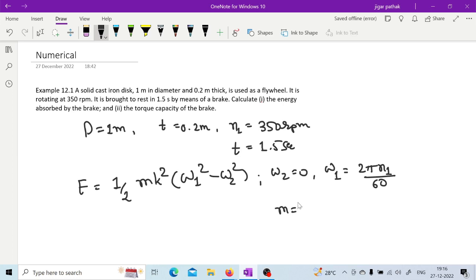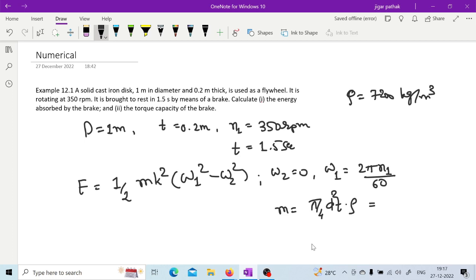Now in order to calculate mass, you have to have the density. The density of cast iron is not mentioned here, so you can take density as 7200 kg per meter cube. Once you have this, you can calculate the mass, because you know the diameter and the thickness. So volume will be π/4 d² t, and you have the density also now, so you can calculate mass.